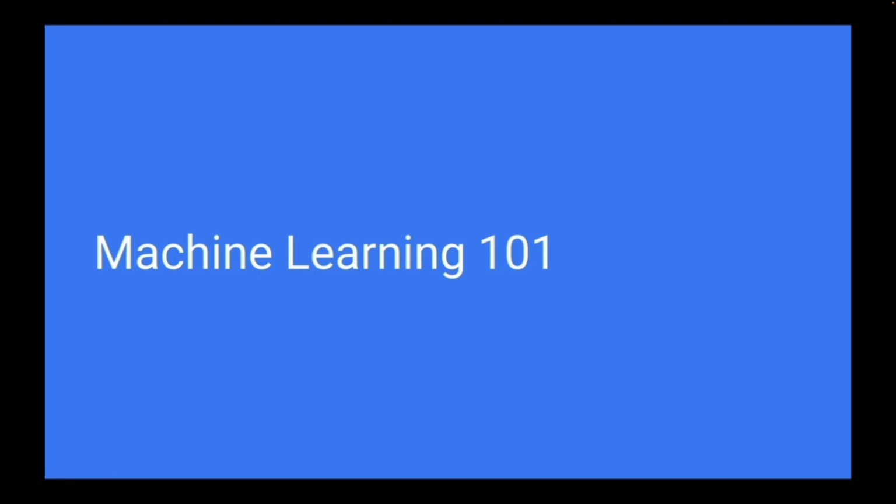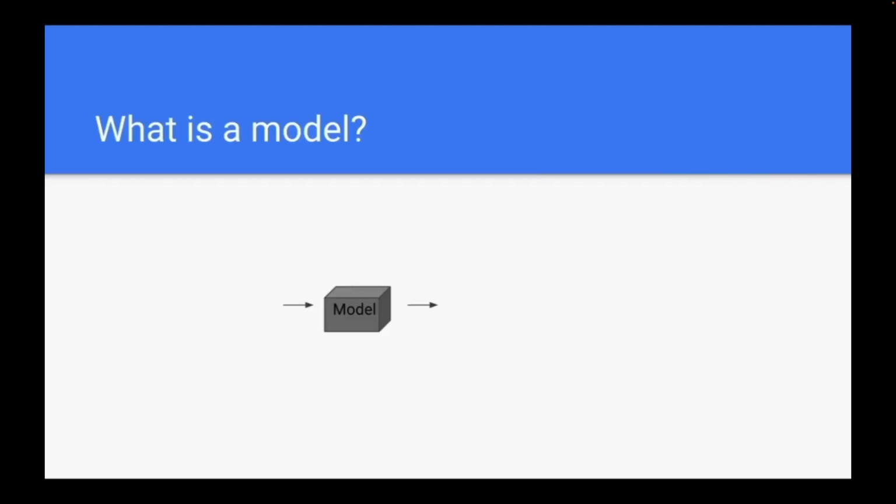So I've got to give you a little bit of machine learning 101. The most important part of this, of course, is what is a model? So I tend to think of models as boxes. That's a dumb definition, but it'll suffice for us for now. So what is a model? It's a box that does something to a bunch of numbers.